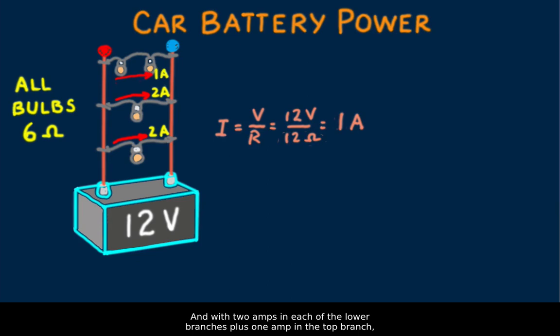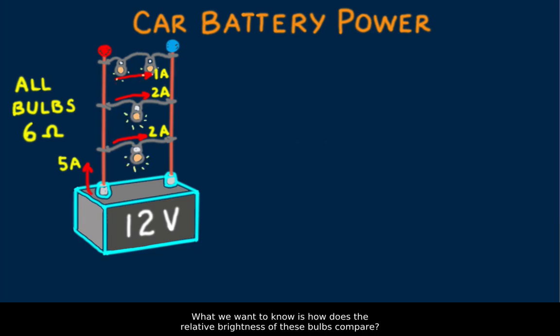And with 2 amps in each of the lower branches plus 1 amp in the top branch, how much current flows from the battery? Did you say 5 amps? Yes, sure enough, that's the current that flows through and is provided by the battery. But you know all that, right? And we see all the bulbs light up. What we want to know is, how does the relative brightness of these bulbs compare?